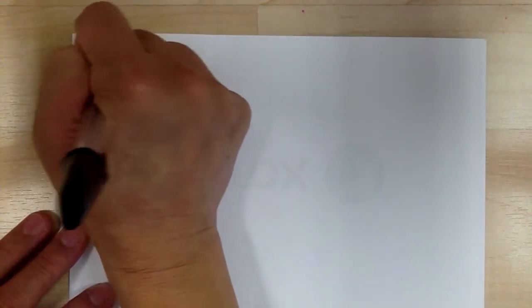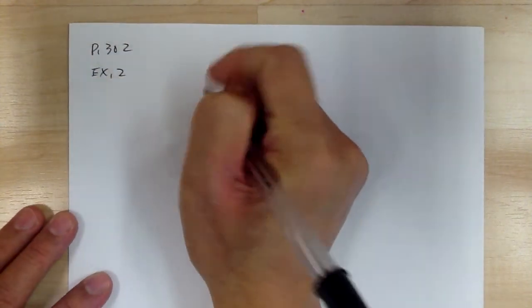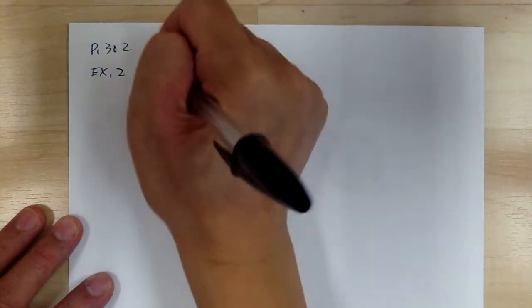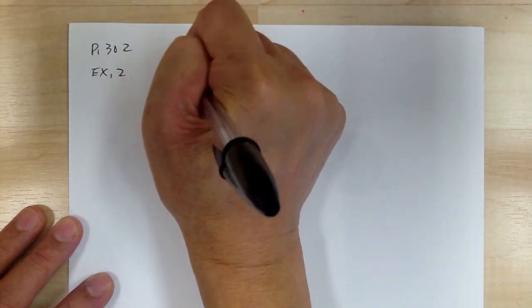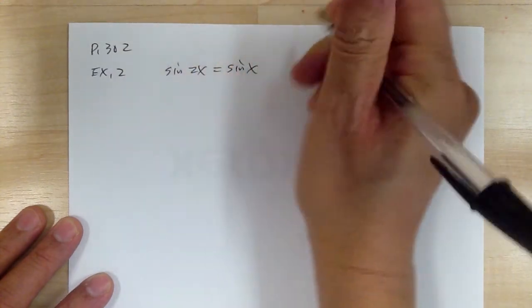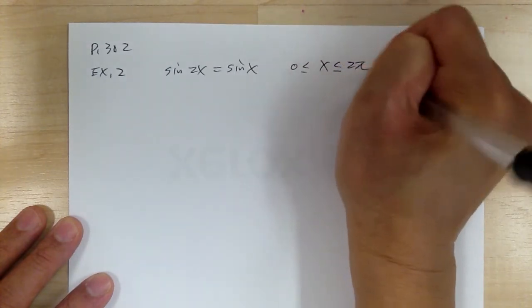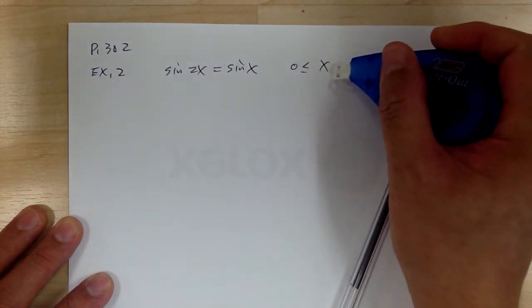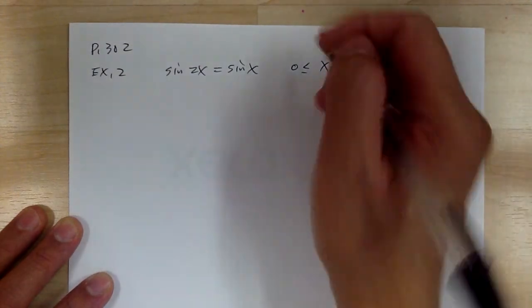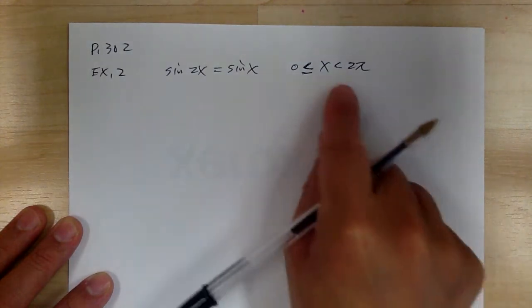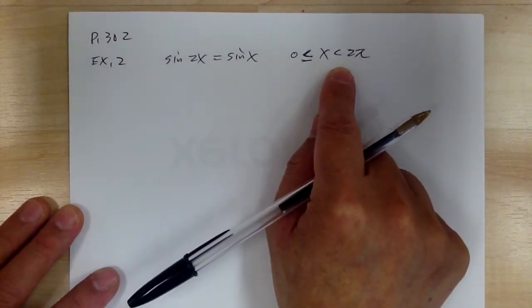Let's go to example 2. On page 302, example 2 says: find all solutions exactly for sine 2x equal to sine x. So you got sine 2x equal to sine x, and the boundary is from 0 to 2 pi. Again, watch this over here. It does not include the 2 pi. This one includes 0, and this one does not include 2 pi. So pay close attention to the boundary. It will affect your final answer.